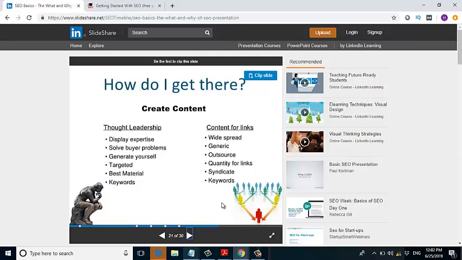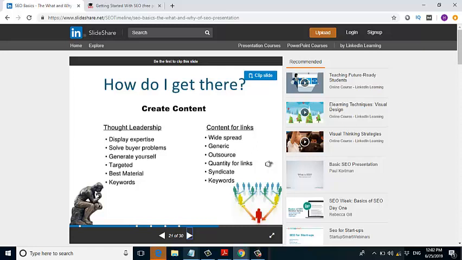Like for example, if you are targeting the shoes market or the boat market, you should know where your target audience is, and solve buyer problems. For example, if a buyer is searching for sports shoes or kids shoes, and your website or your particular page is solving that problem, then the content should be like that. And the quality of links: what are the links in your content, in your pages, and what are the keywords you have used.